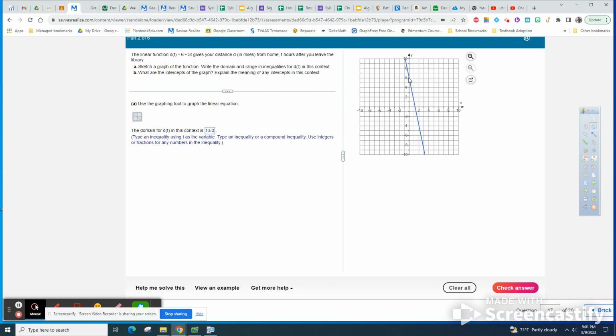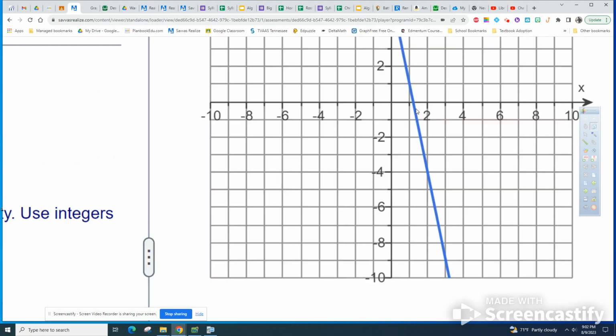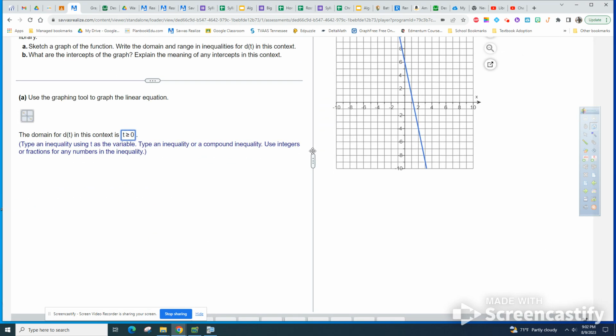Well, this is distance from home, starting off at 6, and you're getting closer and closer and closer. The time's going forward, but the distance from there is going closer. But the domain being t. Oh, okay. Apparently, we're going to go from 1, because I guess when you get to the house, it stops, right? 1.25 maybe. And it says use integers or fractions for numbers of inequalities.